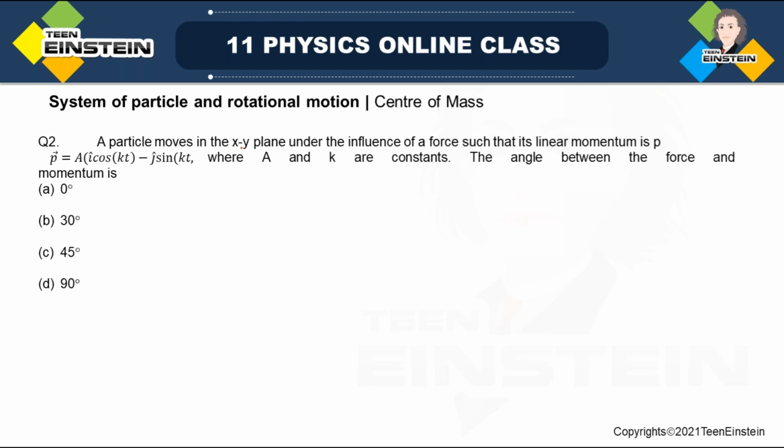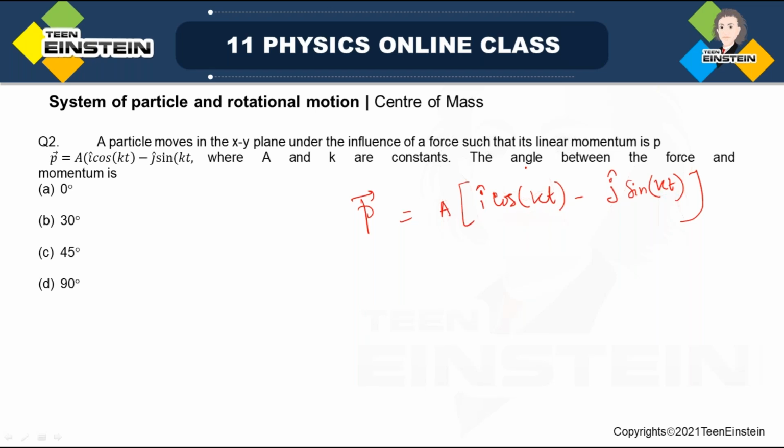A particle moves in the xy plane under the influence of a force such that its linear momentum p is varying with time like this. I'll write what the linear momentum is clearly. The linear momentum is a into (i cap cos of kt minus j cap sine of kt). So this is the linear momentum, and this is how it varies with time.